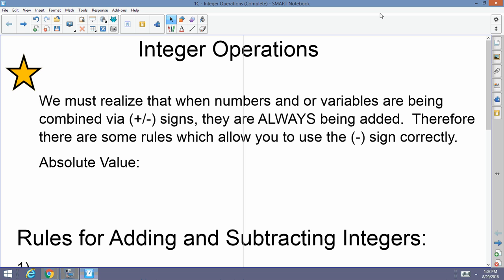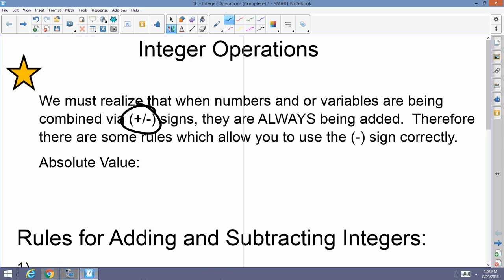Welcome back to Mr. Morrow's Algebra 2 class. Today we're going to talk about integer operations. Before we do so, we must realize that when numbers and/or variables are being combined via positive or negative signs, in other words, when we see them being added or subtracted, they are always really being added. We're going to explain that in a little bit.